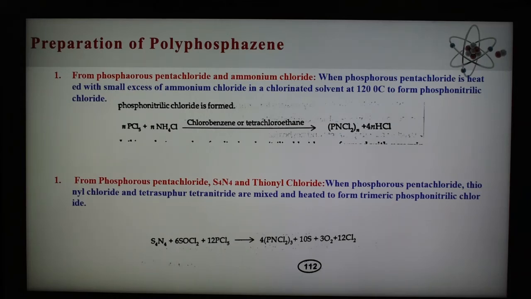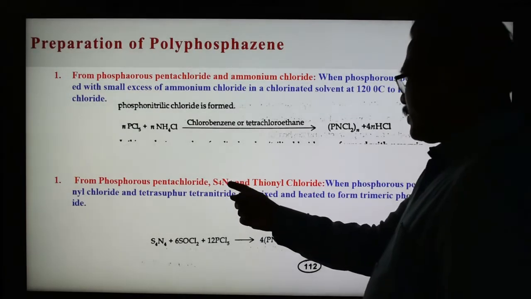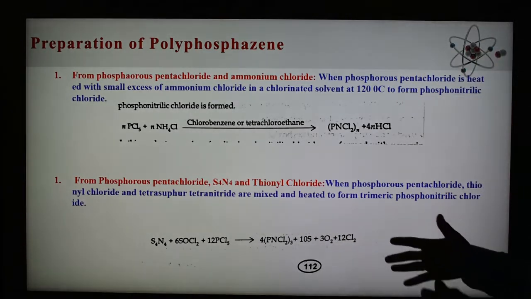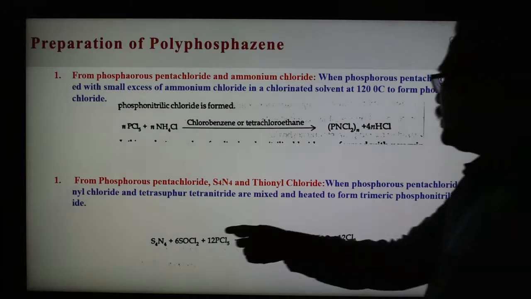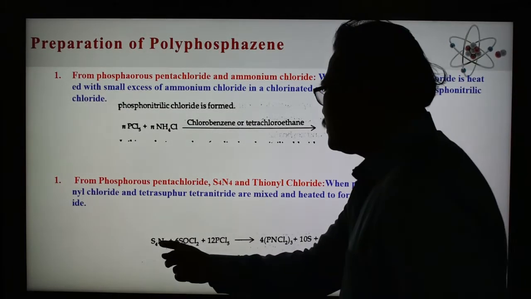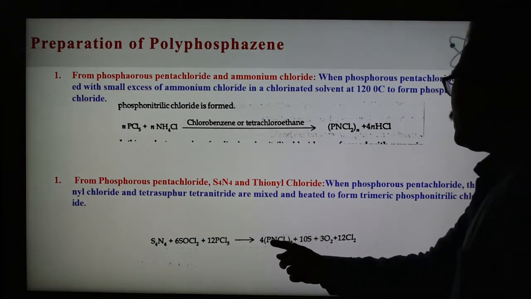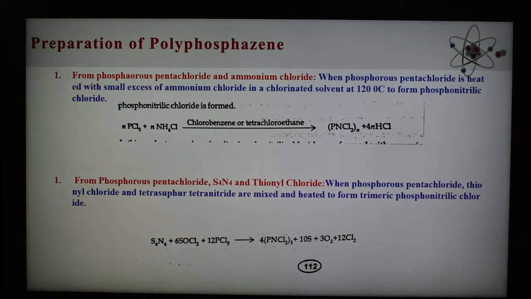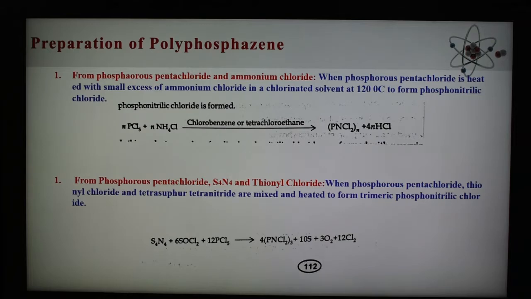The second method is also from phosphorus pentachloride, with tetrasulfur tetranitride and thionyl chloride. When phosphorus pentachloride, thionyl chloride and tetrasulfur tetranitride are mixed and heated, they form the trimeric phosphonitrilic chloride. These are the three components, thionyl chloride, tetrasulfur tetranitride and phosphorus pentachloride, forming this polyphosphazene (NPCl2)3. This is the trimer of this polymer, and sulfur, oxygen and chlorine get removed from this, and we get the polymer.